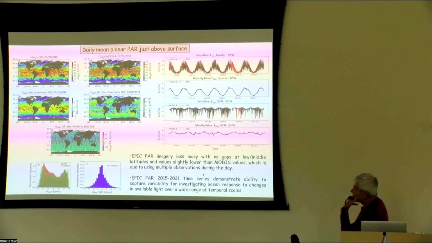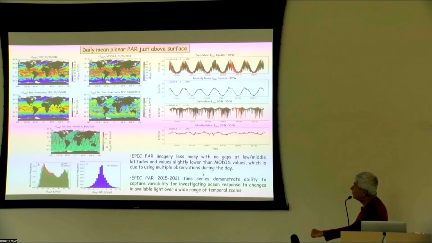So here, if you look at the uncertainties, they have been decomposed into bias and standard deviation components. Of course, if you know the bias, you may correct the map on the top left for the bias. And this could be a product you want to use, but this is just to illustrate the kind of uncertainty you have here. So when you compare the MODIS and the EPIC products, you can see a number of things.